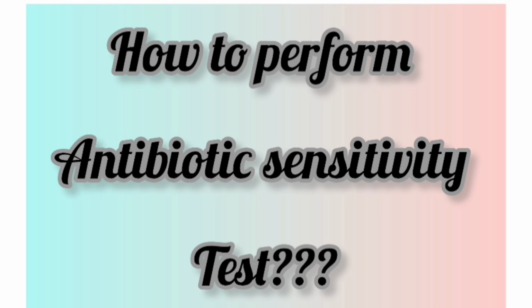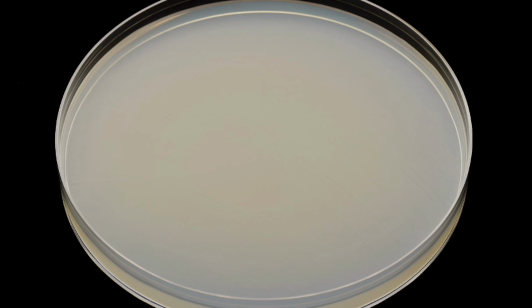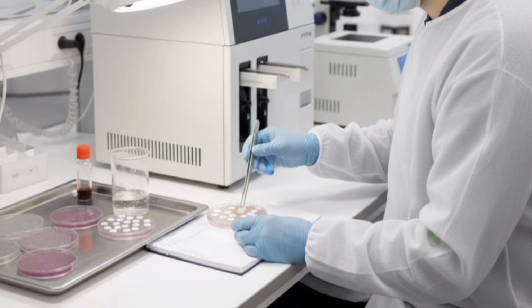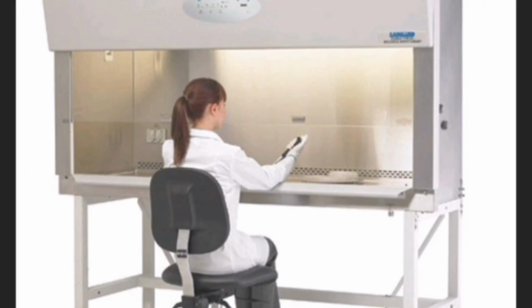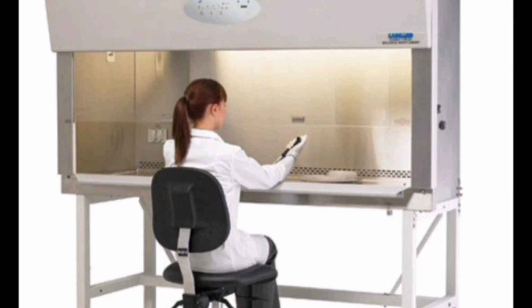Let's move to the process of performing the antibiotic sensitivity test. Prepare the bacterial suspension. Use Mueller Hinton Agar with a depth of 4 mm. Swab the plates in 3 directions and also ensure the lawn culture. Place the disc using sterile forceps or a disc dispenser. Always keep in mind that the discs should be 24 mm apart. Incubate the plates at 37 degrees Celsius for 16 to 18 hours. Measure the zone size. These are the steps that come under performing the antibiotic sensitivity test.